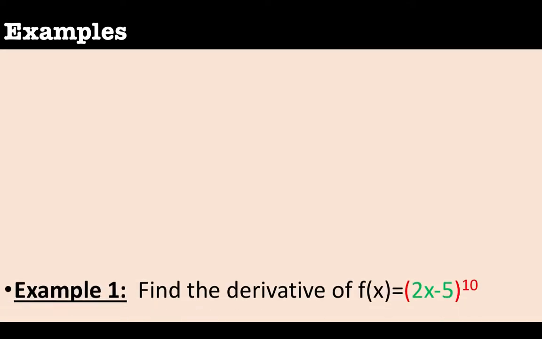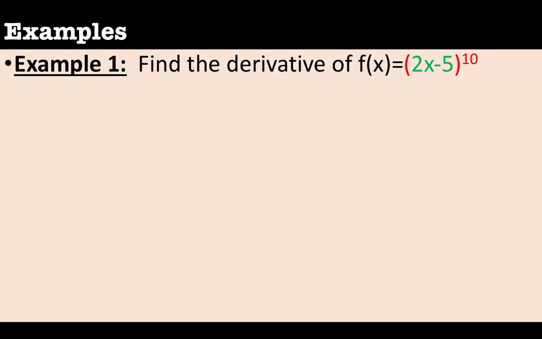All right, let's go ahead and jump into some examples. For these examples, I have color-coded them so that you can easily see what is my inner and what is my outer function, so you can see how I am applying the chain rule. Find the derivative of f of x equals (2x minus 5) to the 10th power. You can, if you want, use the product rule here. But you would have to rewrite this 10 times and take the product rule about 5 or so times. It's going to be a very, very long problem.